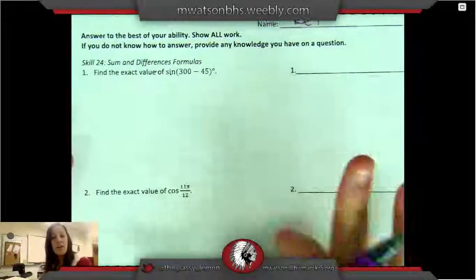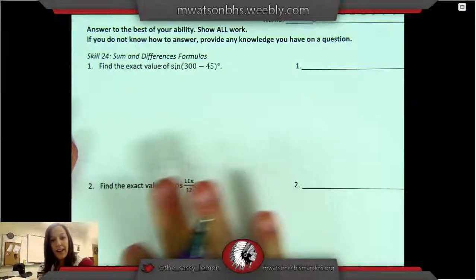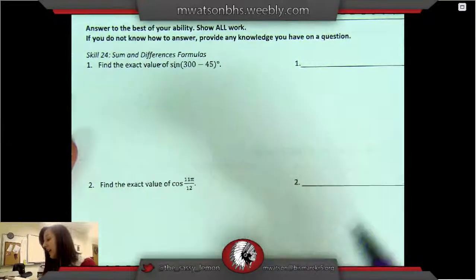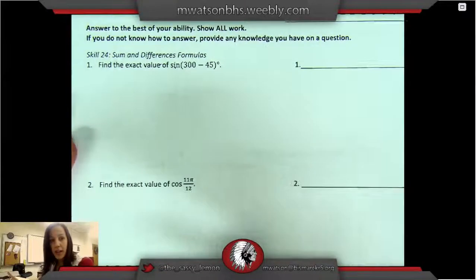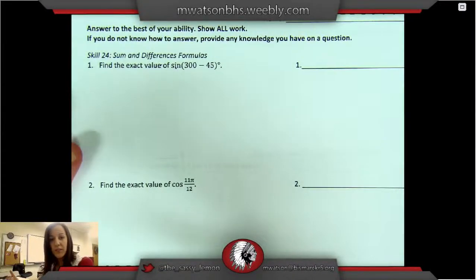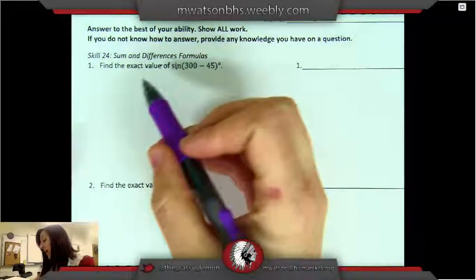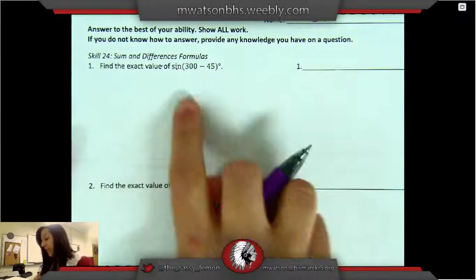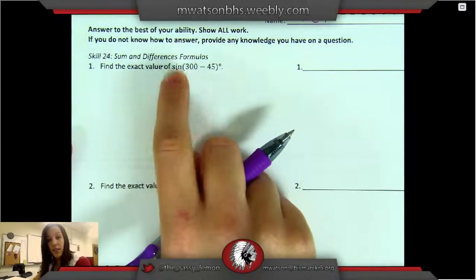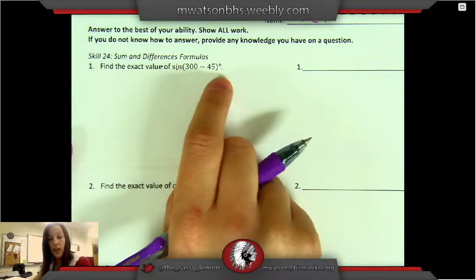Right, so upon request, I'm going to work out the problems for the review key and briefly explain as I go. So this isn't going to be super thorough, but I'll just explain as I go. For number one, we're going to find the exact value of sine of 300 minus 45.